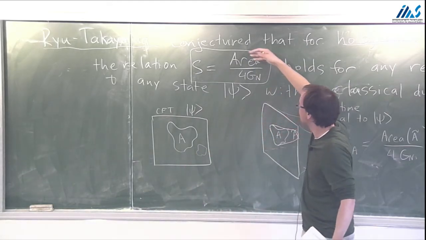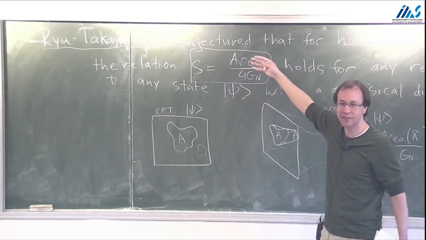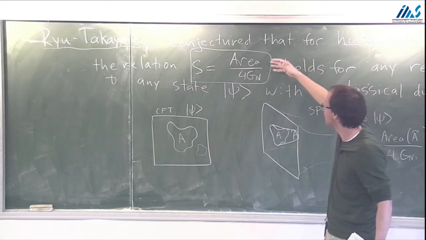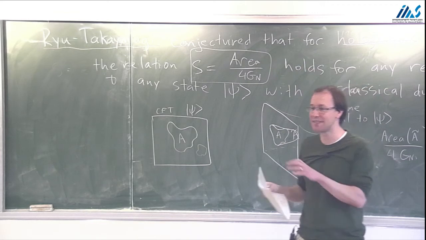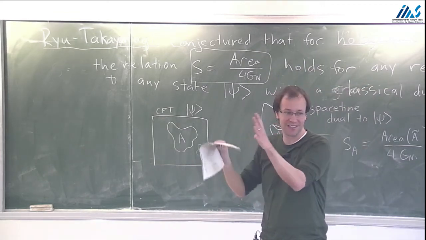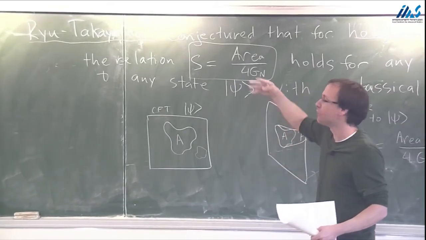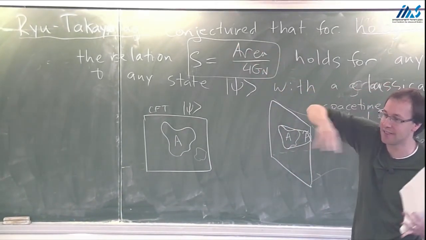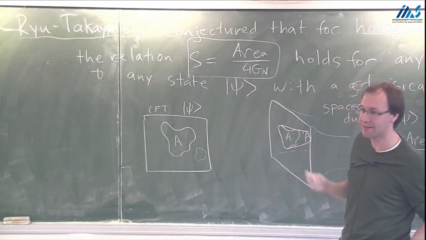The conjecture would be, actually, it's not quite the Wald formula replacing area. There's something like the Wald formula plus some correction terms that will vanish in situations where you would just apply this to a black hole. But in general, if your gravity theory is not just Einstein gravity, this is understood to be modified. But there's a particular proposal for that.